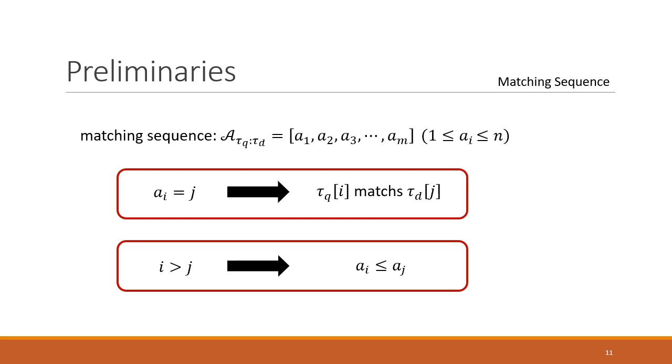Moving on, we define the matching sequence between a query trajectory and a data trajectory. The matching sequence consists of a set of integers in increasing order, which means that if i is bigger than j, then a_i must be greater than or equal to a_j. Moreover, a_i equal to j implies that tau q_i matches tau d_j.